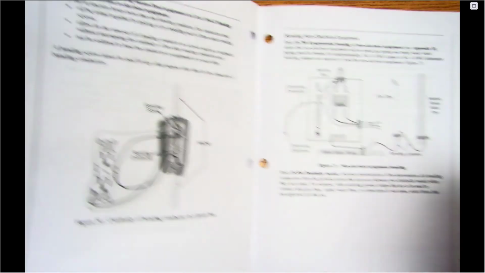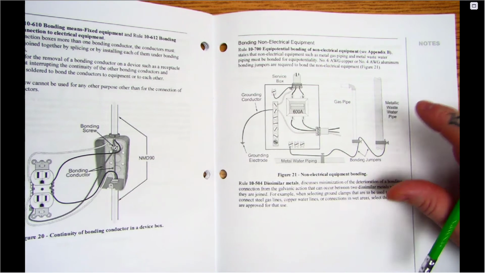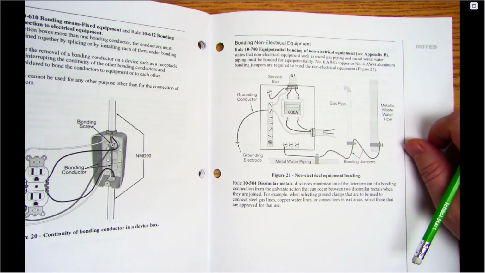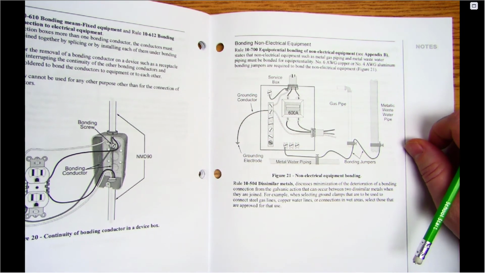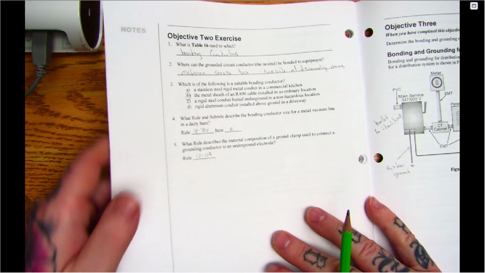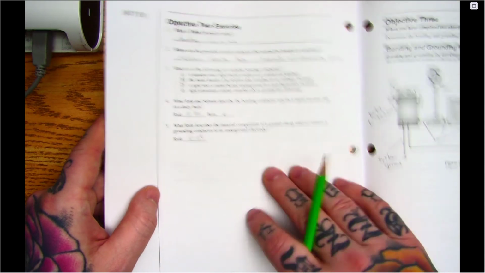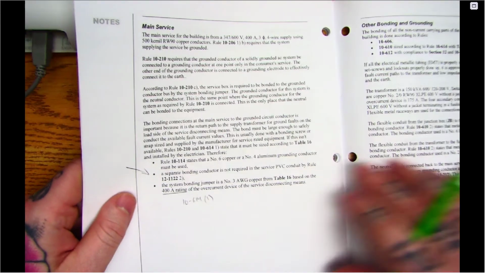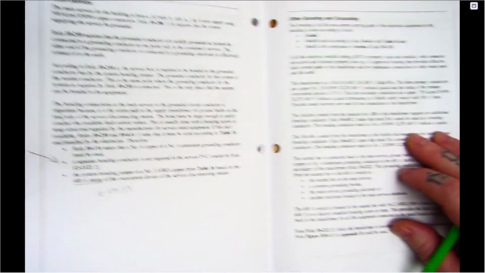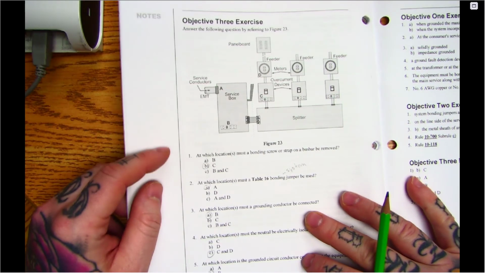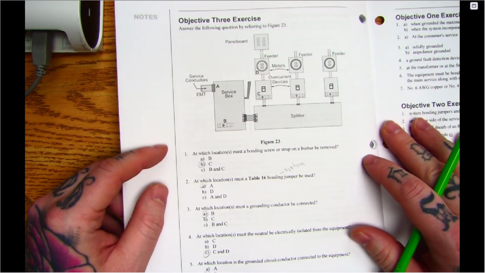So pretty self-explanatory. Bonding non-electrical equipment, again, water pipes, gas lines, that kind of thing. We want to make sure they're brought to the same equipotential as ground, so that they aren't current carrying as well. And that answers some of those questions. It goes through the distribution center, and some examples of how to size and go through those. Again, read through, answer the questions to the best of your ability. And as usual, let me know if you have questions.